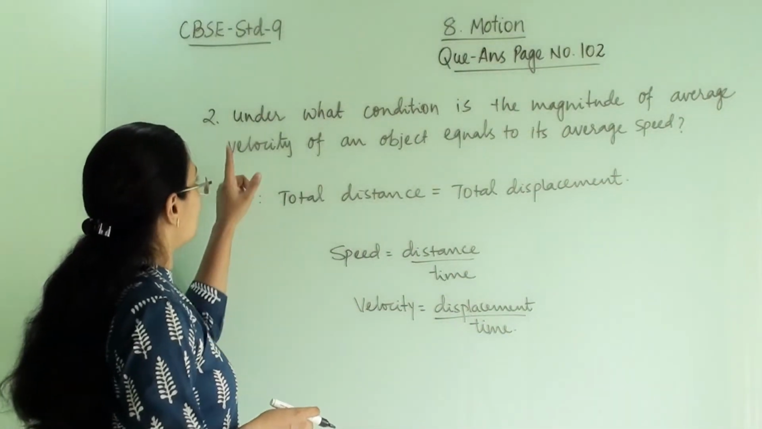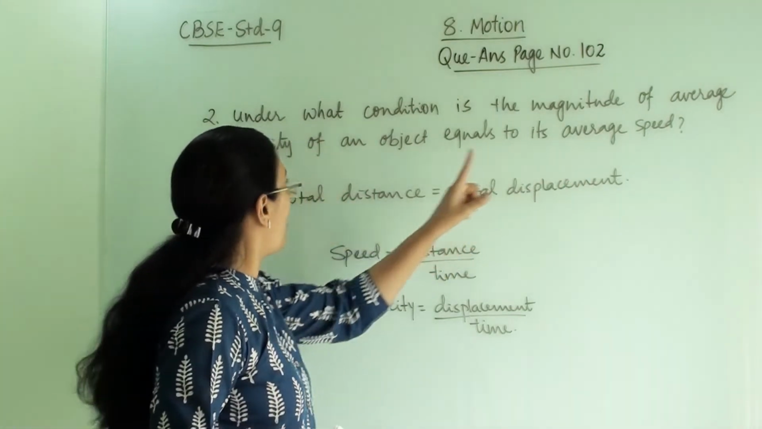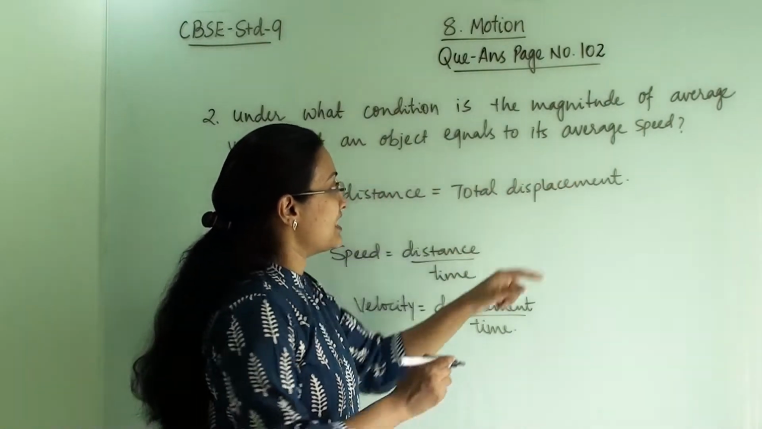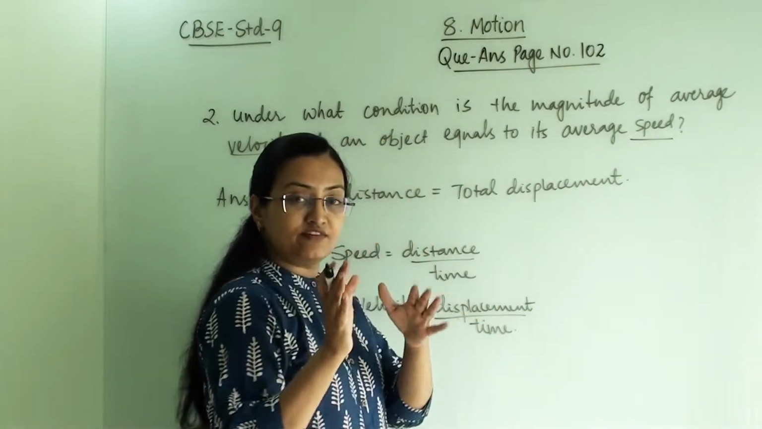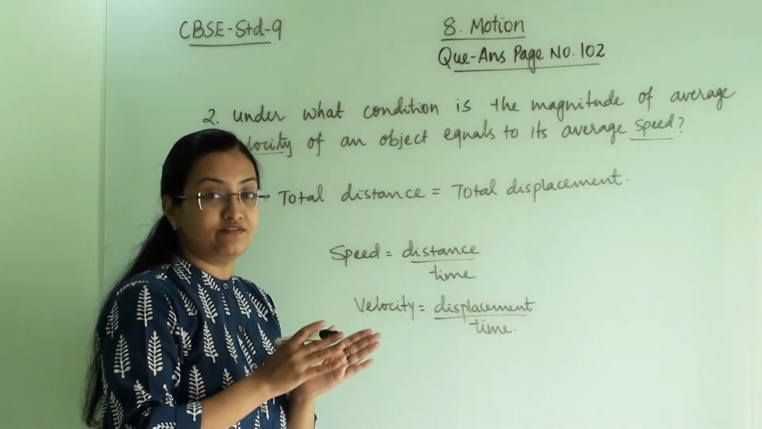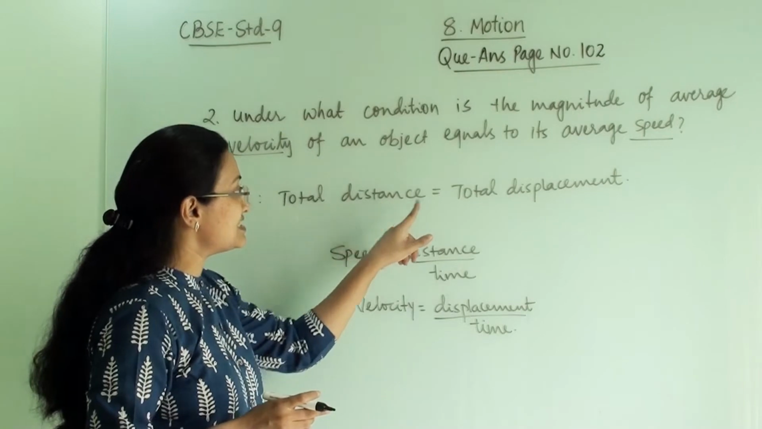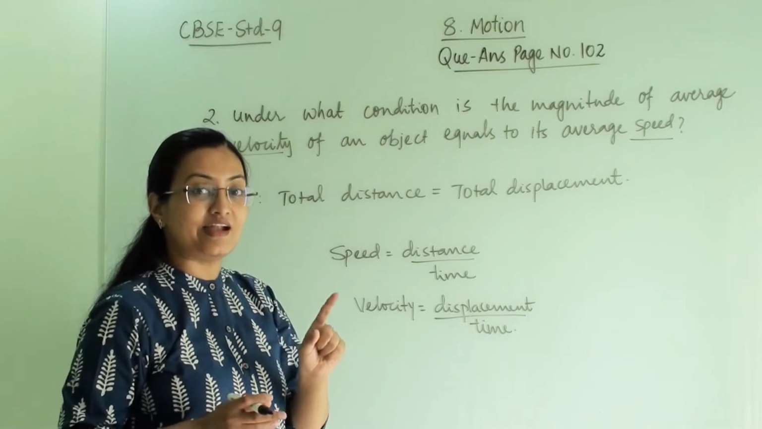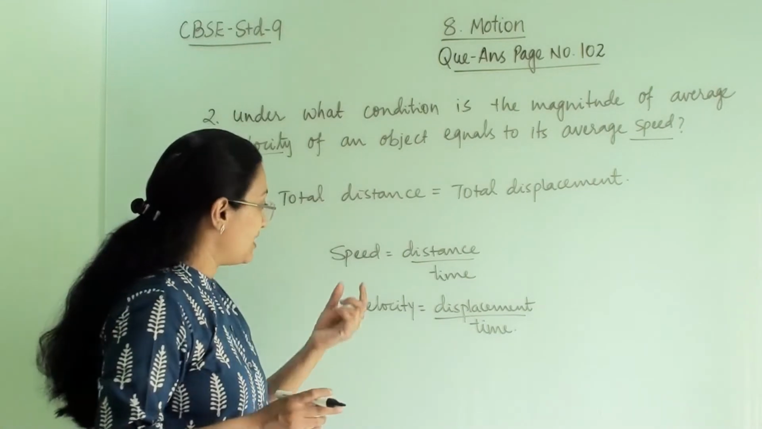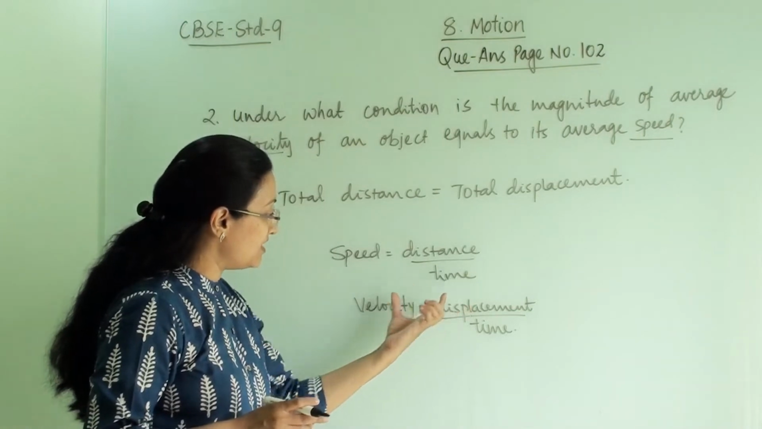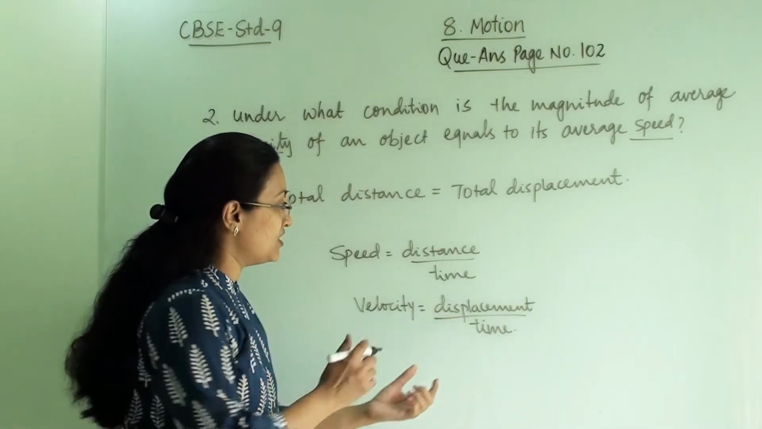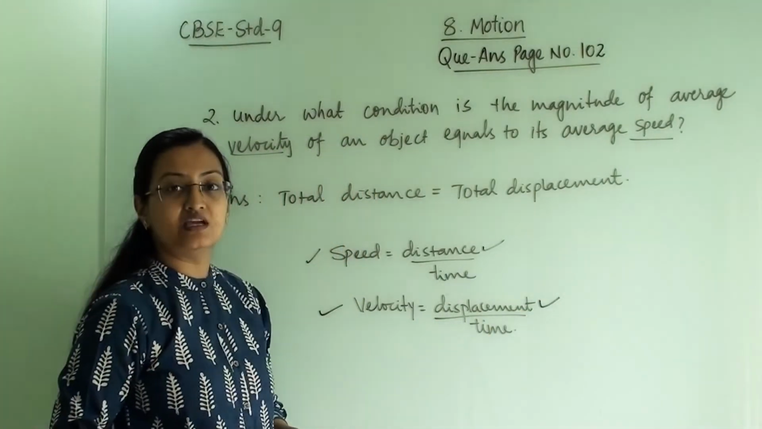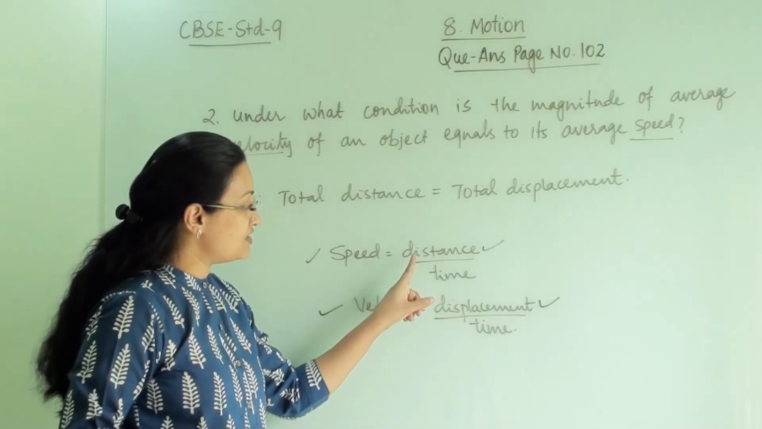The second question is: under what condition is the magnitude of the average velocity of an object equal to its average speed? When the total distance equals the total displacement. When distance and displacement are the same, both magnitudes will be the same. Why? Because speed equals distance by time and velocity equals displacement by time. So when these two quantities are the same, speed and velocity will be the same, because the difference lies in distance and displacement.